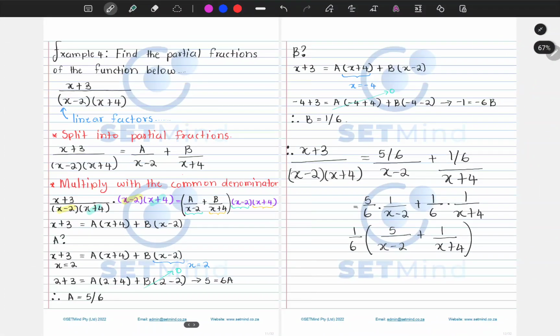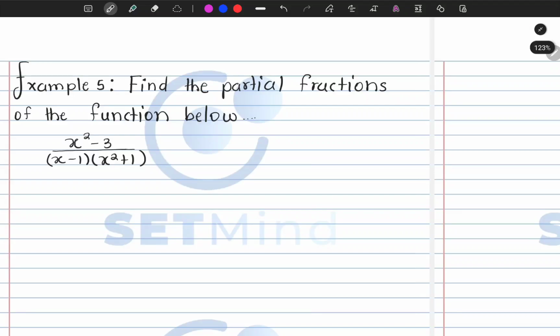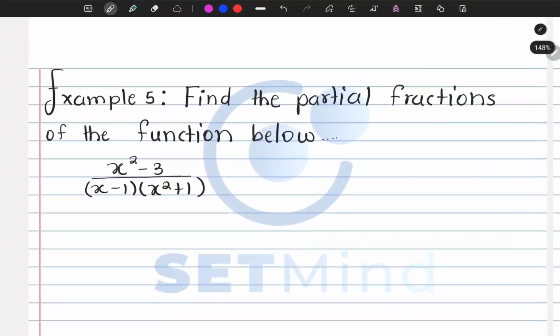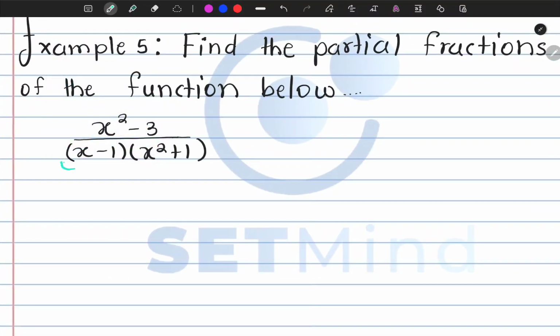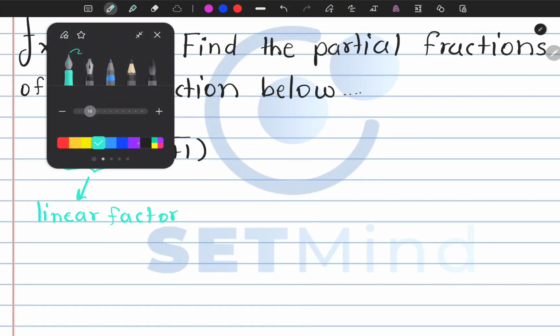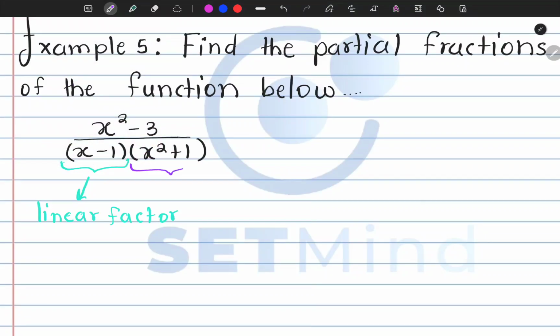Okay, that is our example number 4. Now let's go to example number 5. Okay, let's have a look at example 5. If you look at example 5, what you should be able to see is two things, which is that here we have a linear factor, and on the purple side we have a quadratic factor which we can't factorize further than this.